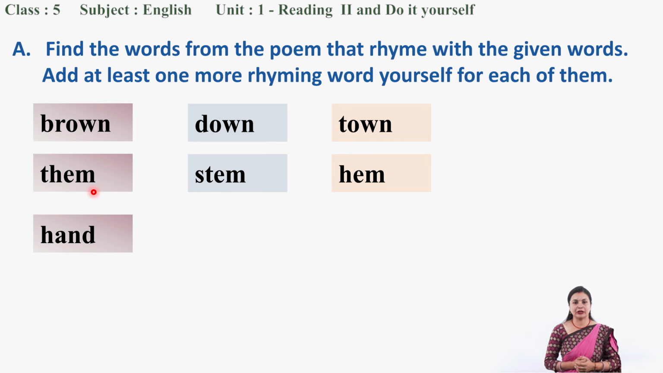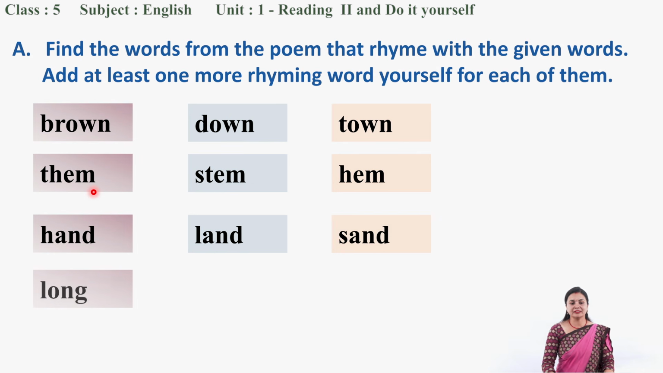Hand. Okay, so I think it should be simple for you. What is the rhyming word of hand in the poem? Yeah, that's great. Land. And what should be another one? Another rhyming word? Hand, land, like that? Yeah, very good. Sand. Very nice. Okay, then let's look at another word.